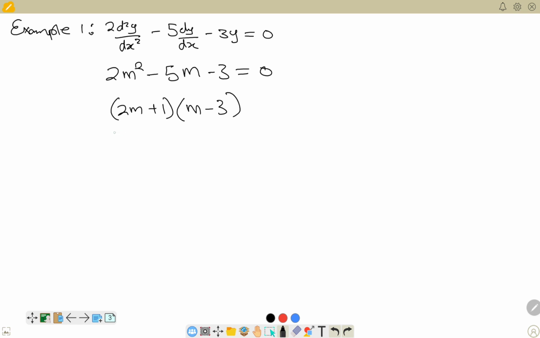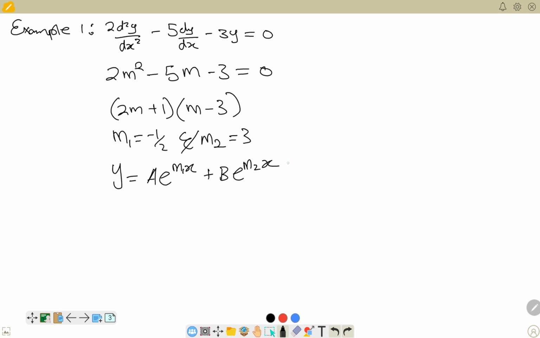And then when we solve for m, m1 is going to be negative 1 over 2, and m2 will be positive 3. So it doesn't matter which one is m1. Someone can say m1 is 3, and then m2 is negative 1 over 2. Then on this side we are having distinct roots, and the general solution formula is a e to the power m1x plus b e to the power m2x.